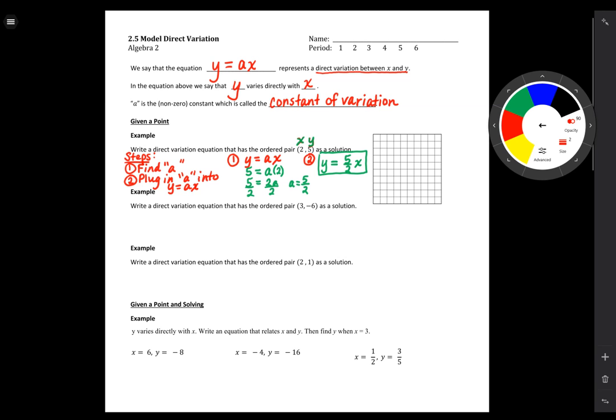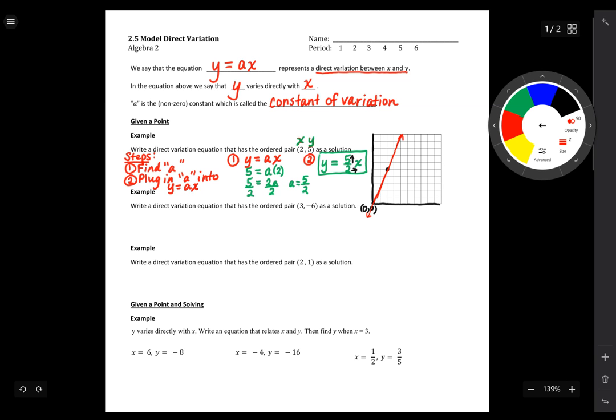And then we are going to graph that. So let's say this is our coordinate plane, and you only have the first quadrant. So this is 0, 0 right here. So you are going to rise 5, run 2. So go up 5, right 2. 1, 2, 3, 4, 5. And then connect the 2 points with a line. And that's how you would graph a direct variation equation. And you can extend it out if you want to.